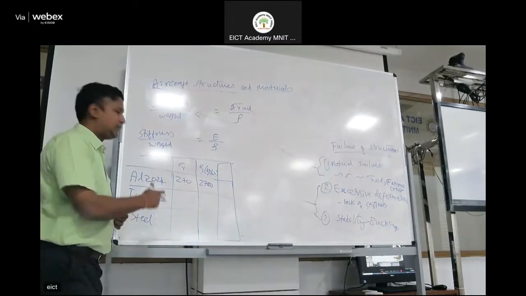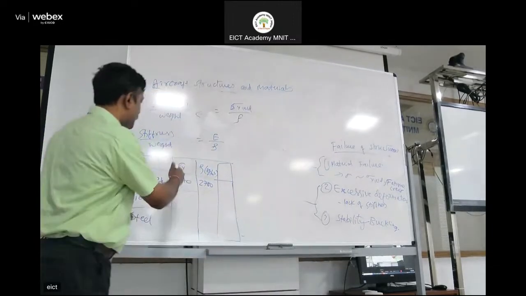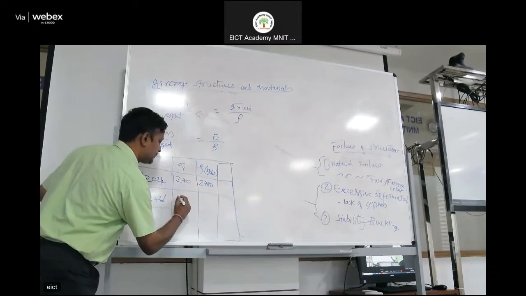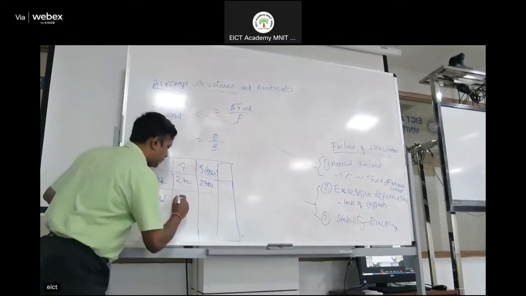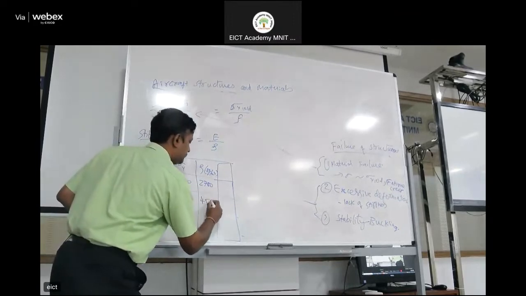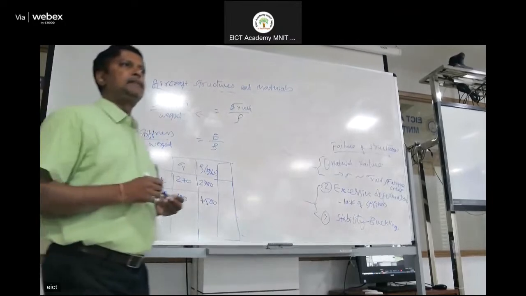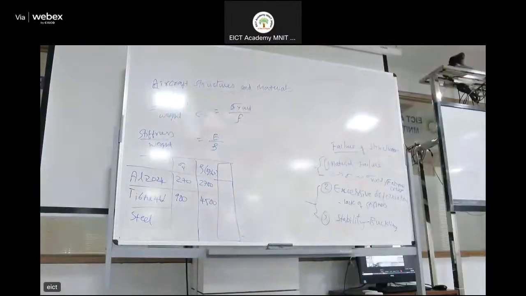Then what about titanium? These titanium alloys, nowadays we do use them quite a bit. If I look at that number, yield stress is of the order of around 900, right? Density is 4500. Steel, again, what is the strength of steel?